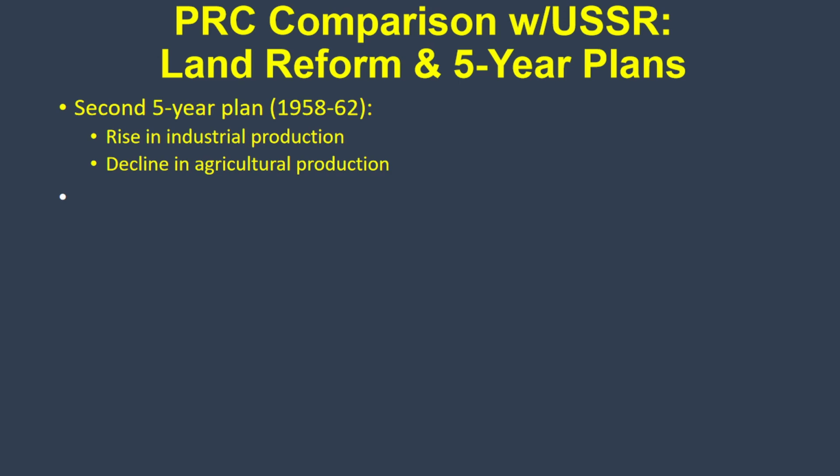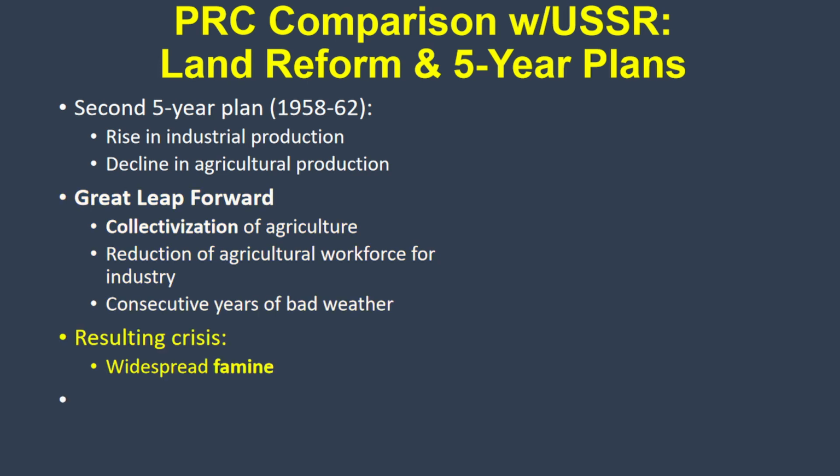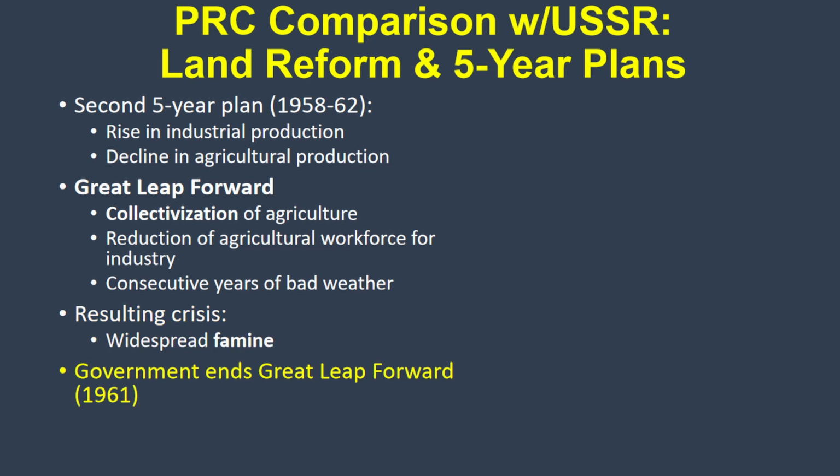Industrial production continued to increase, but agricultural production went down due to a combination of factors. First was the Great Leap Forward, a plan that included collectivization of agriculture and diverting many agricultural workers into industrial production, which meant much less people growing food. This coincided with several bad weather years and resulted in widespread famine. The government ended the Great Leap Forward in 1961.